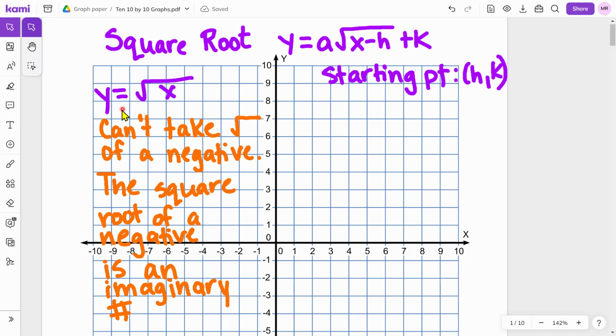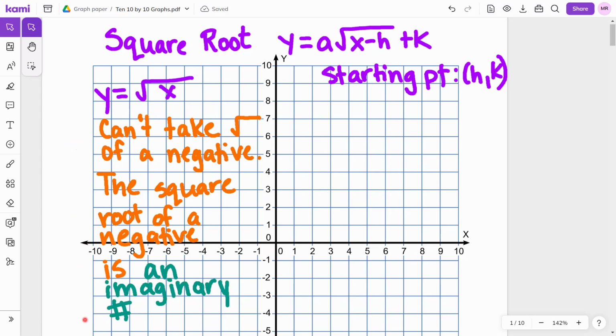So if I'm going to do a basic y equals square root of x, what we need to remember is you can't take the square root of a negative. The square root of a negative is an imaginary number. So what that means is, if I'm trying to put in the square root of negative 5, negative 2, negative 1, all of those are going to be undefined for this. So my very first value that I can put in here is the square root of 0.